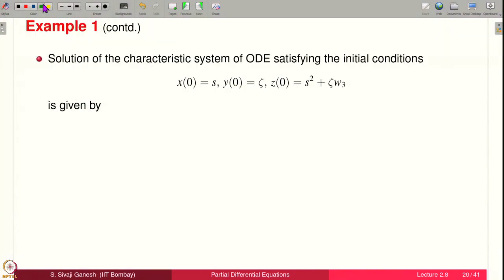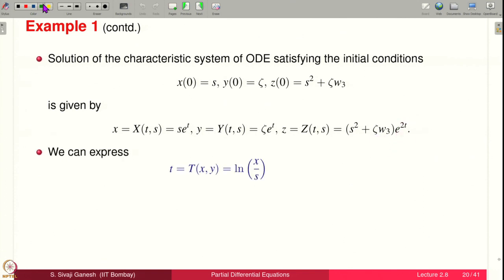The solution of the characteristic system of ODE satisfying these initial conditions, which are now based on gamma tilde, is given by x equal to s e power t, y equal to zeta e power t, z equal to (s square plus zeta W3) into e power 2t. Now, we can express t and zeta in terms of x and y as follows. t equal to capital T of (x, y) equal to log x by s, and zeta is equal to s y by x. Please note that s is fixed as far as gamma tilde is concerned.